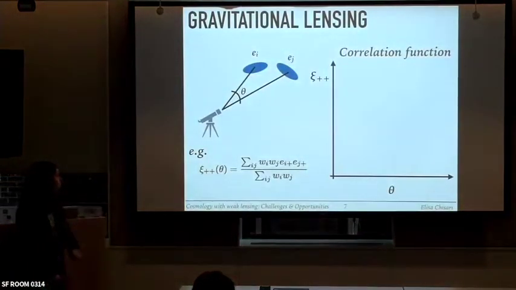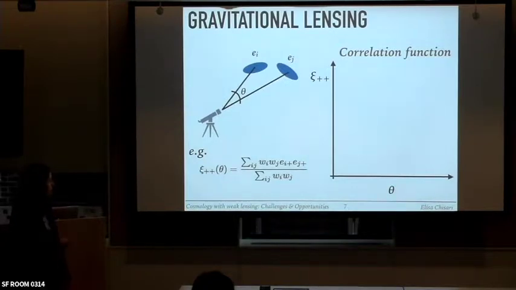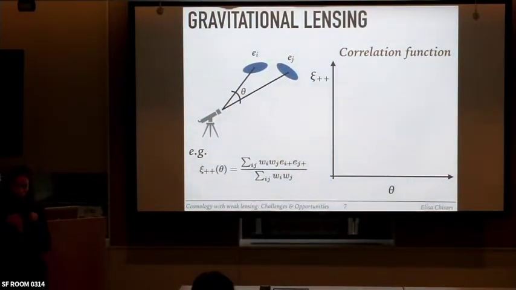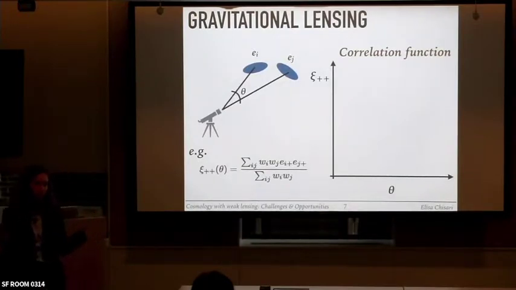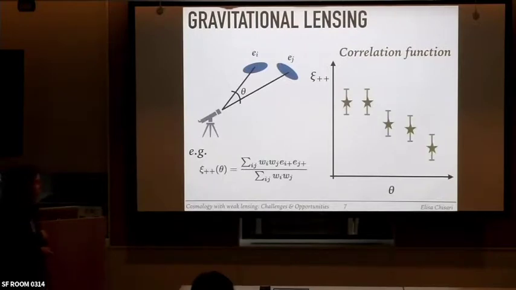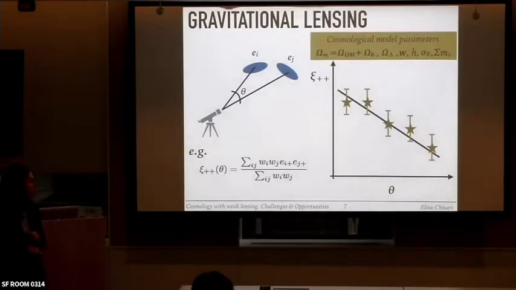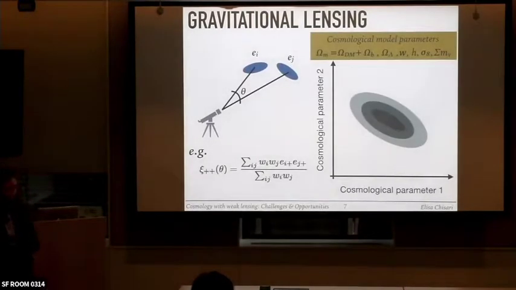So in practice, how do we do that? So we have a survey of galaxies where we measure their ellipticities, and we have some statistical estimator that weights those ellipticities and gives us a correlation function that is a measure of how correlated the ellipticities are with respect to the separation between the galaxies. And so we take those data points and we make a fit, and this is what is going to give us the cosmological parameters constraints.